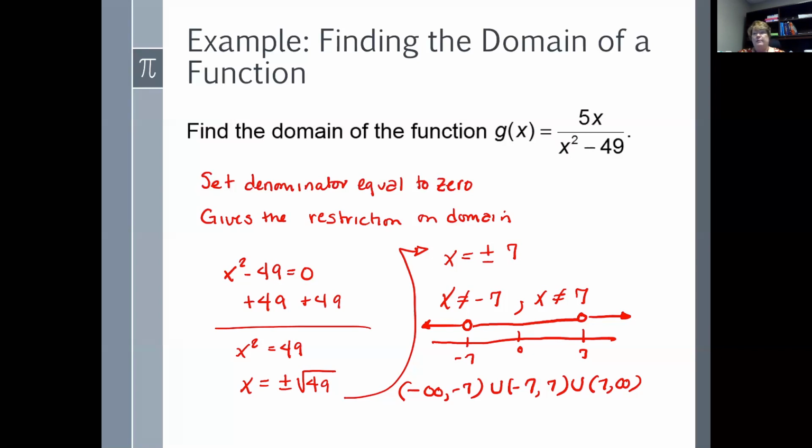So if you have a function that has a fraction in it and it has variables in the denominator of that fraction, you just need to check, are there any values that if I plug those in for x would cause that denominator to be 0? If they exist, if there are numbers that you would plug in and you get 0 for the denominator, you must exclude those from the domain.